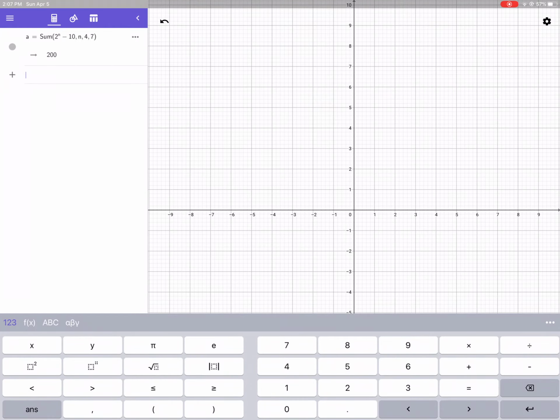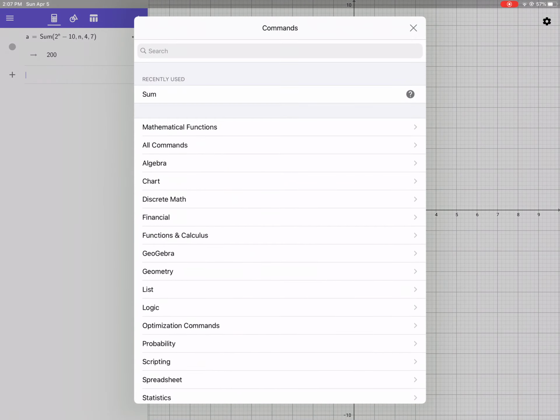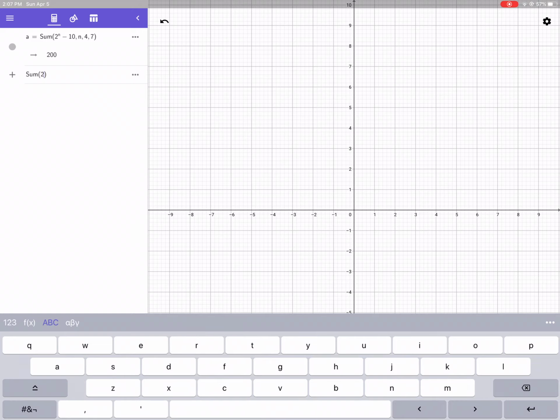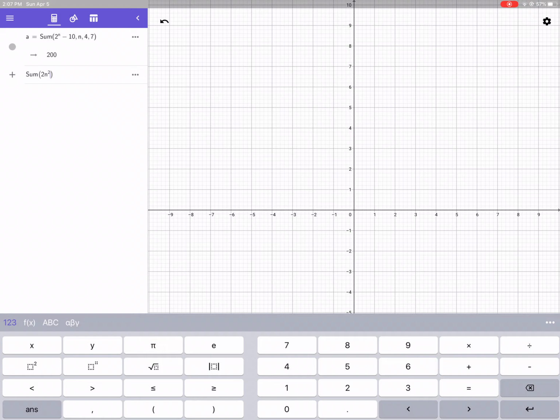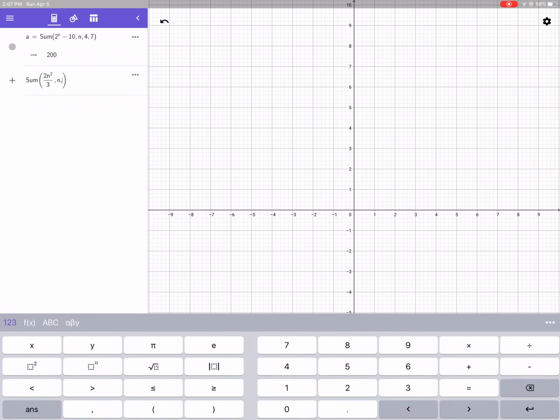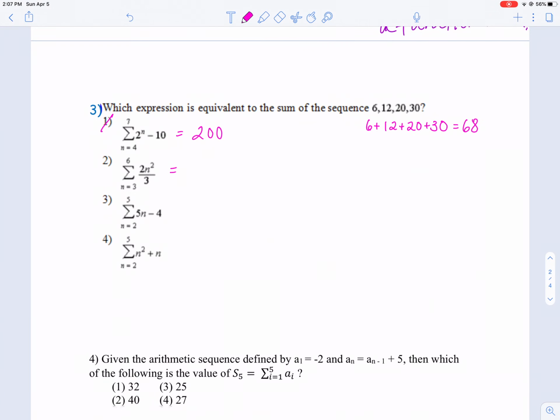Go into your calculator, and I am going to go back to my sum. And the expression here is 2n squared, and it's divided by 3. So that's my expression. I'm going to click on my comma. I'm going to define my variable here, which is n. And this one starts at 3 and ends at 6. So there's your next sum, which is 57.3 repeating. Not what we're looking for. Okay, that one's out. Let's try the next one.